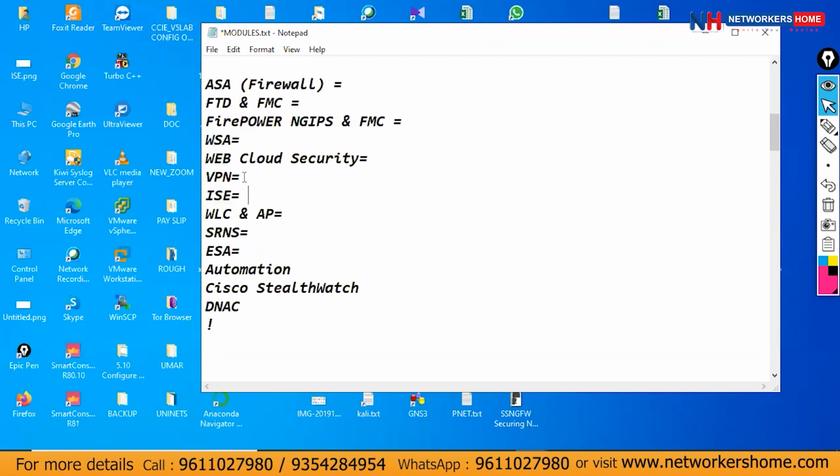Okay. See, VPN is general. In VPN, you have some touch in CCNA also. In CCNP also, you'll have some touch. And then in depth, you will see VPN in security. Right. So today we are starting with the VPN module.